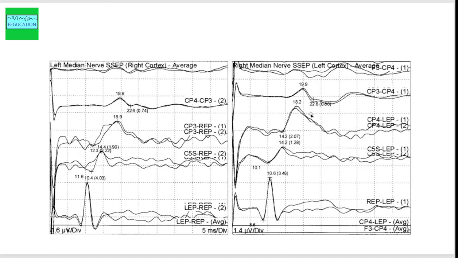So I hope the next time you come across it, you're able to at least say that the waves of interest are the Erb's potential generated by the brachial plexus, the N13 that's generated by the cervicomedullary junction, P14 generated by the medial lemniscus, N18 generated by the thalamus or other subcortical areas, and N20, which is generated by the cortex.